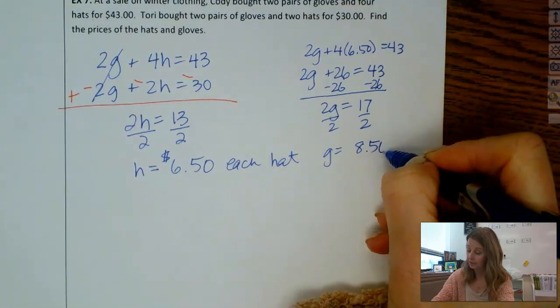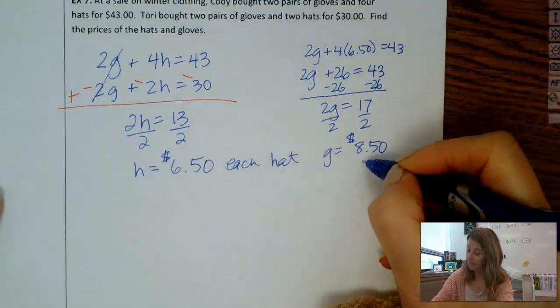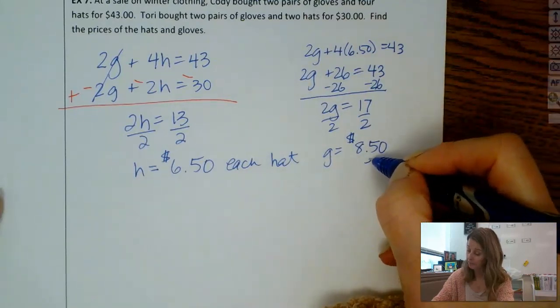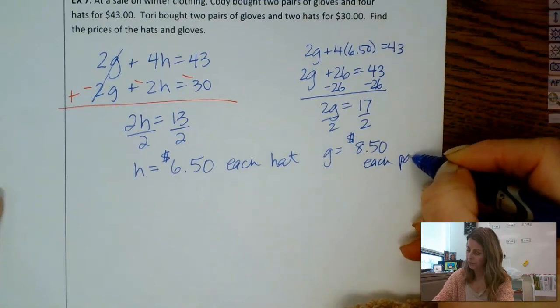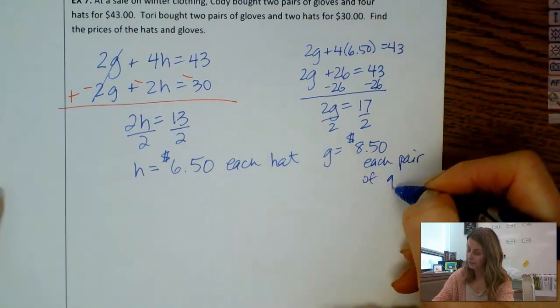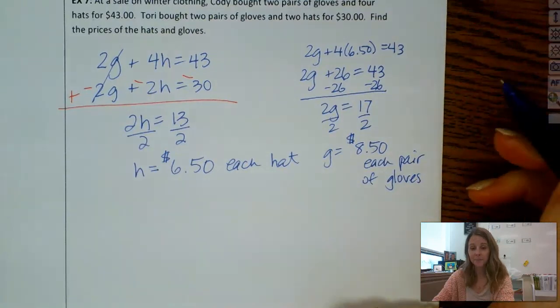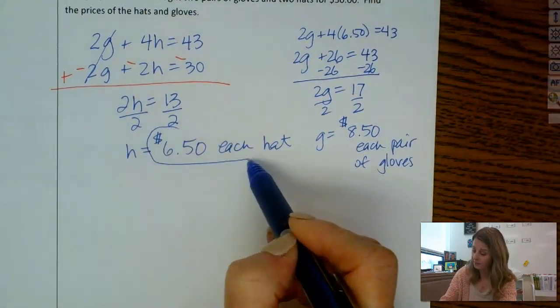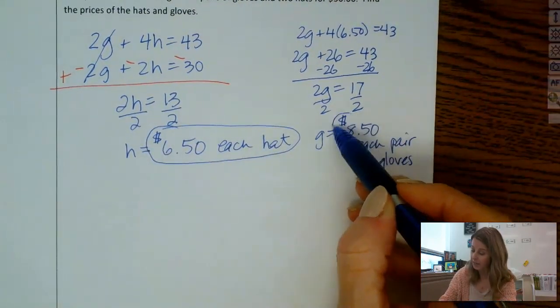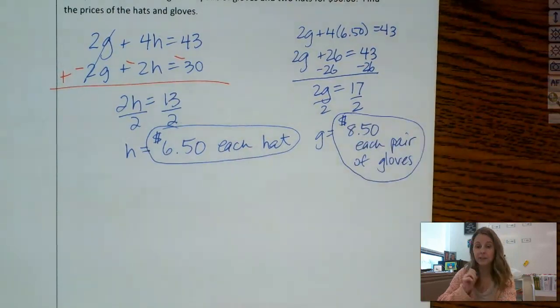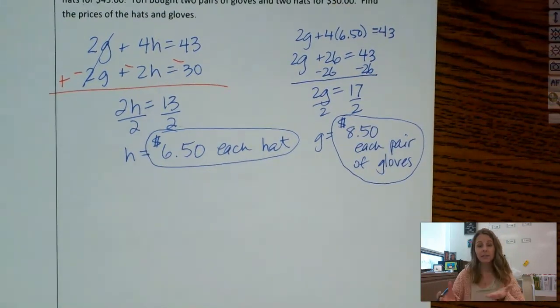So $8.50, I'll say each pair of gloves, not each glove. All right, $6.50 per hat. Each pair of gloves is going to cost $8.50. So this is how we'd use the elimination method. So sometimes it's easier to use elimination over substitution, but we'll eventually get to a point where we will kind of decide which method makes sense. All right, that's it for this topic.